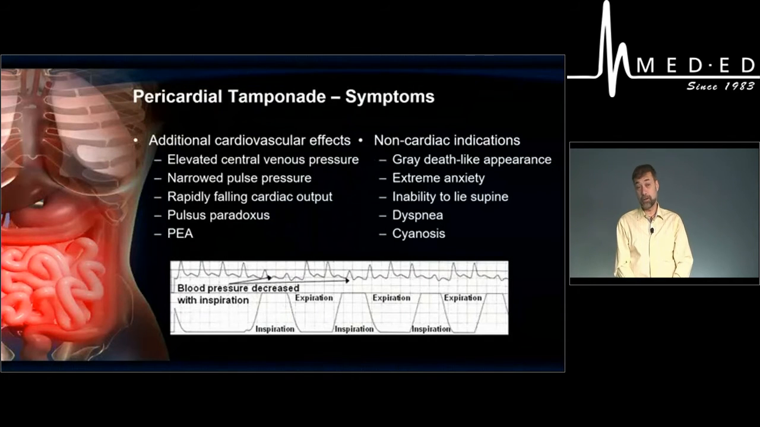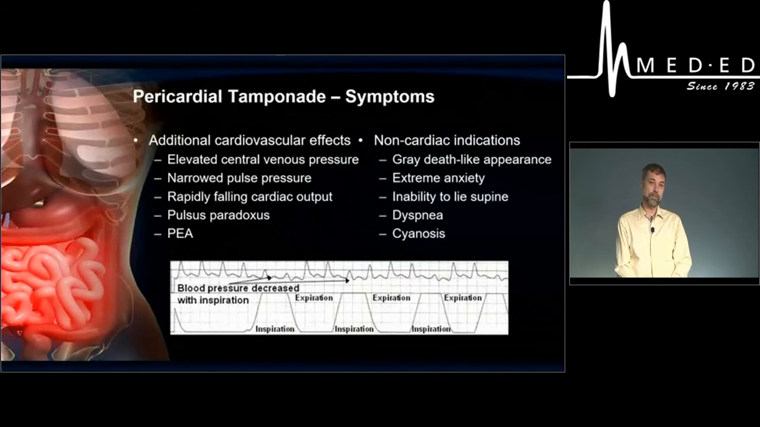Some additional cardiovascular findings that go with the tamponade besides the EKG changes. Of course, your central venous pressures will be elevated. That's the obstructive shock and the blood backing up into the vena cava. Your pulse pressures may narrow. We talked quite a bit about that in the special considerations module if you haven't yet watched it. You may have a rapid falling cardiac output.